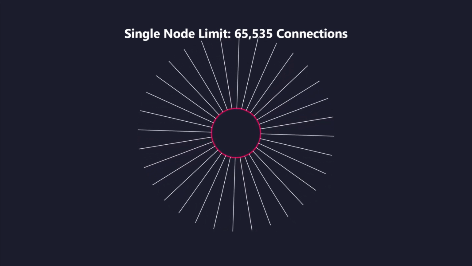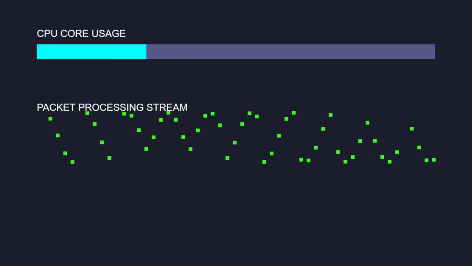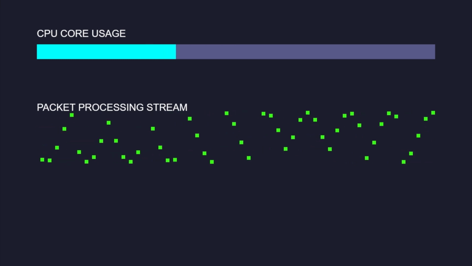Verify your scaling strategy by running distributed load tests. A single load testing machine will run out of ports at 65,000 connections. Use a tool like Locust, orchestrated across 20 or more cloud instances, to simulate 1 million clients and identify hidden bottlenecks in your entire stack.